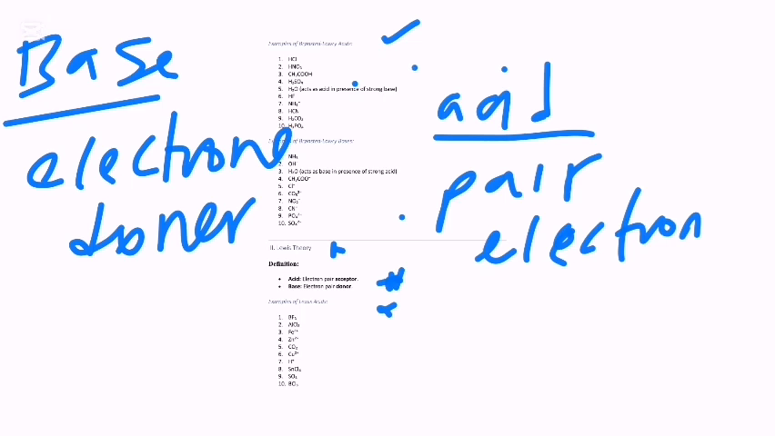In Bronsted-Lowry theory, the base is the proton acceptor. When you go to Lewis theory, a base is the electron donor. So that is the only thing you need to know. You need to know the definitions. What other thing do we need to know? That's the only thing. Let's move on.